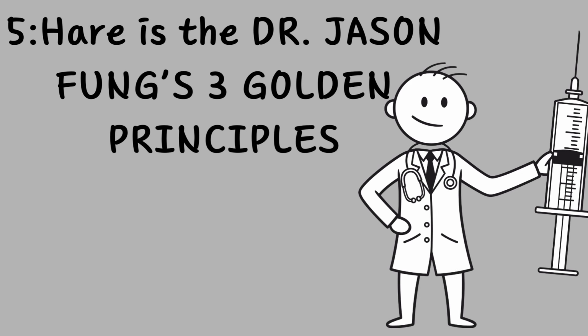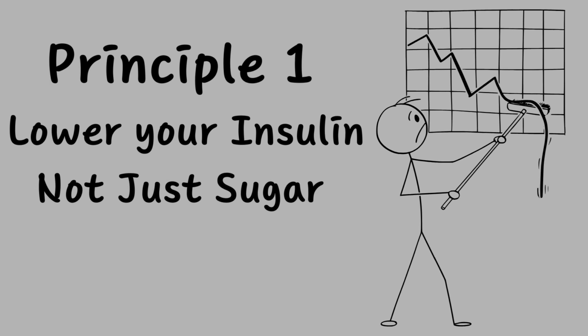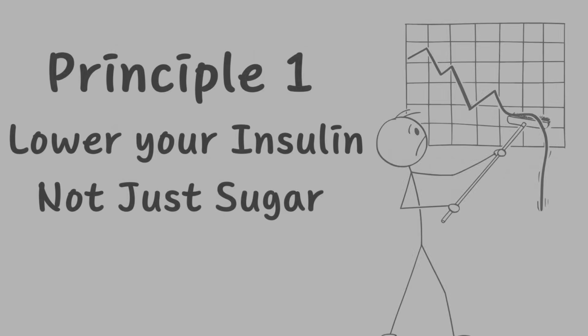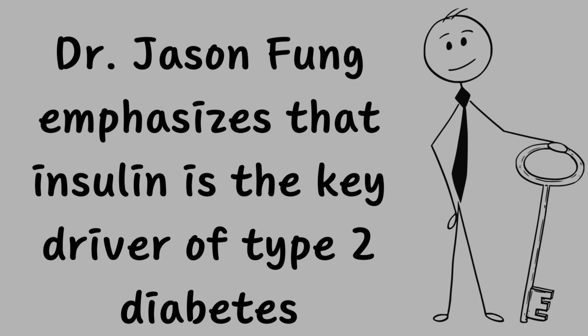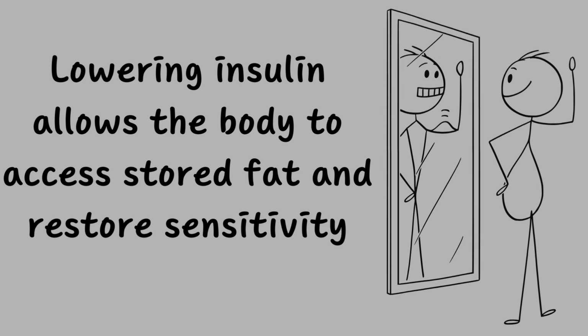Here are Dr. Jason Fung's 3 golden principles that help thousands of people to reverse diabetes. Principle 1: Lower your insulin, not just sugar. Dr. Jason Fung emphasizes that insulin is the key driver of type 2 diabetes. If insulin stays high, fat burning stops and resistance continues. Lowering insulin allows the body to access stored fat and restore sensitivity.